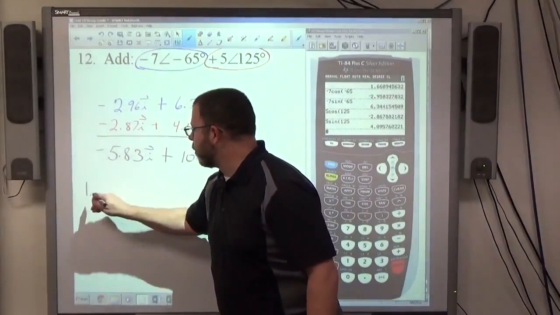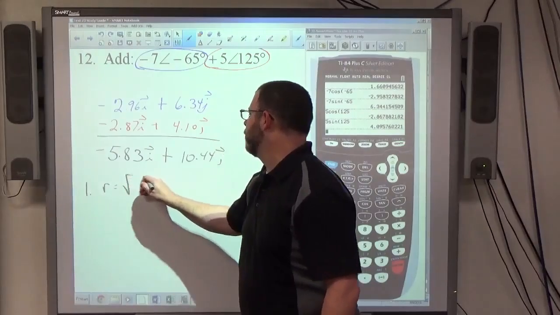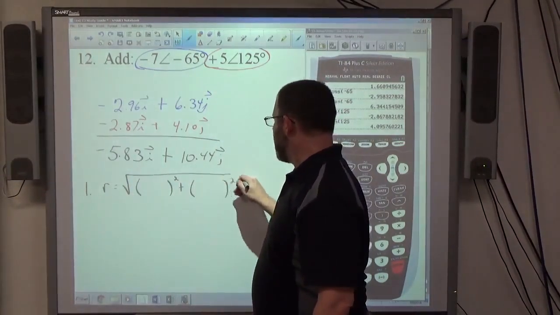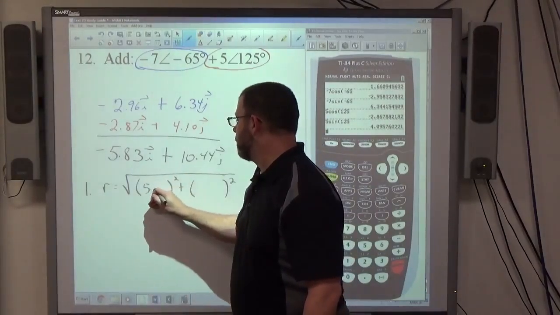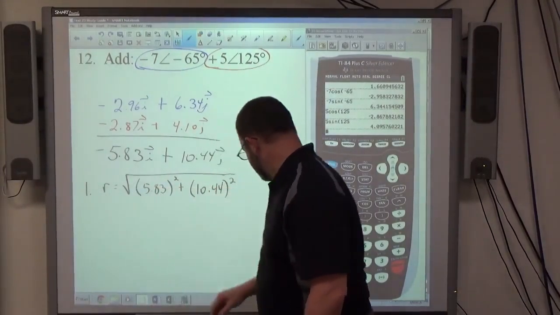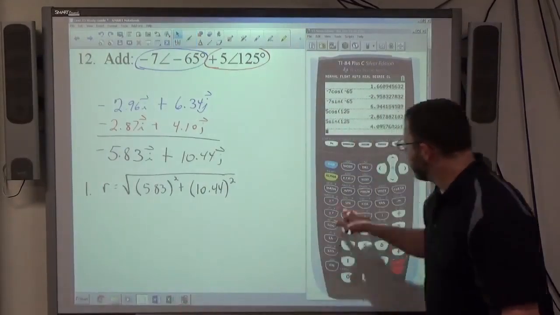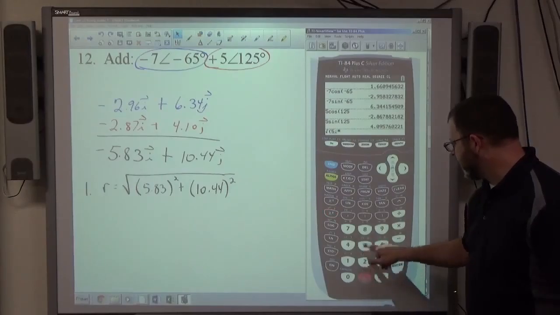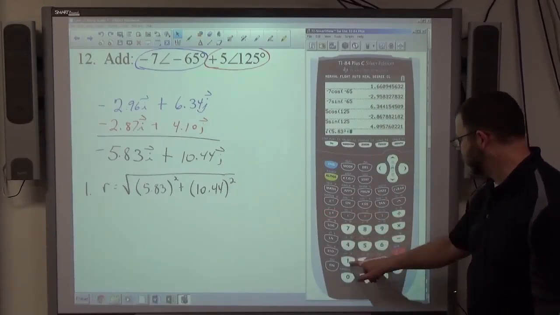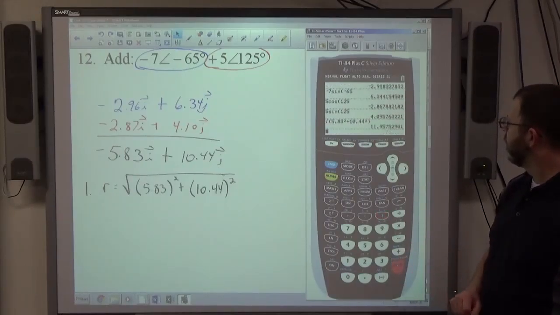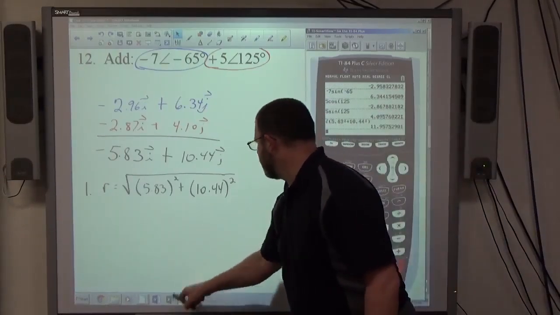3 steps to get polar form. R is equal to the square root of the squares of these two numbers. And when you square, you get positive anyway, so always put positives in here. Don't ever put negatives in to tempt fate. If we type in our calculator, square root, parentheses, 5.83 squared plus 10.44 squared, in parentheses, equals 11.96 is the value of R.